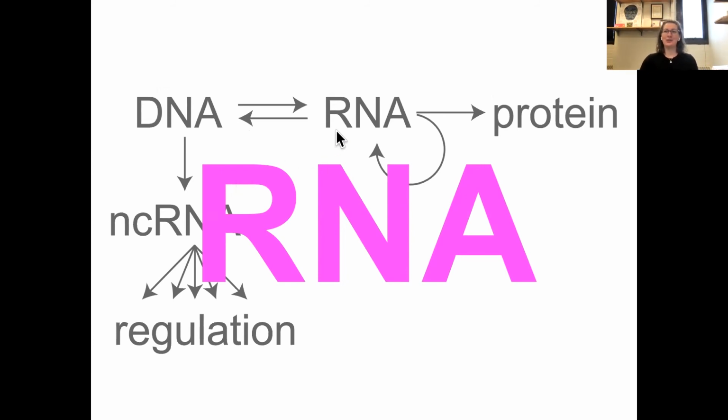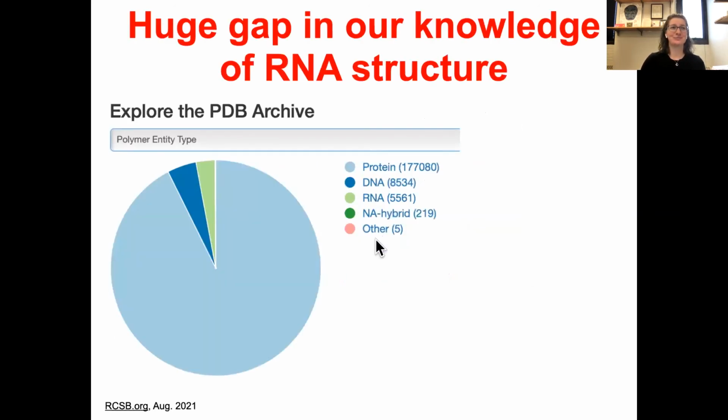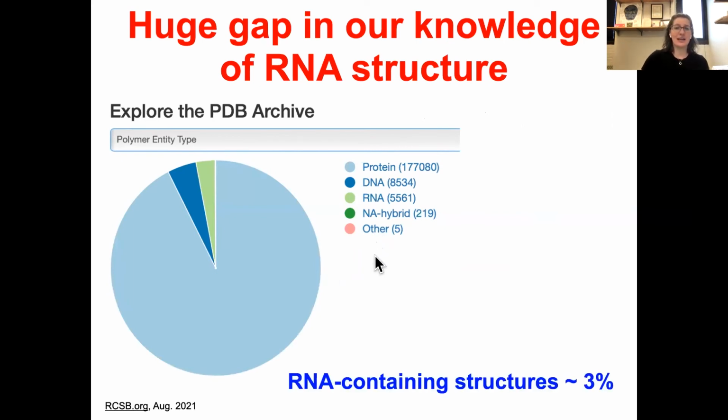What I want you to know is that RNA molecules are really important regulators in essentially every aspect of biology. And their structures and mechanisms of action really need to be studied to fully understand their regulatory potential. Now, even with the growing awareness of the importance of RNAs in biology, our structural knowledge of RNAs lags significantly behind that of proteins. So in this snapshot from the PDB, you can see that RNA-containing structures account for only 3% of the total structures, and that proteins really dominate our structural knowledge.